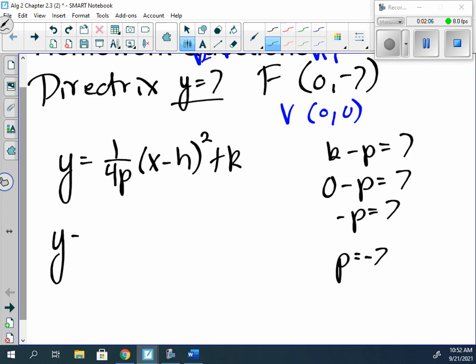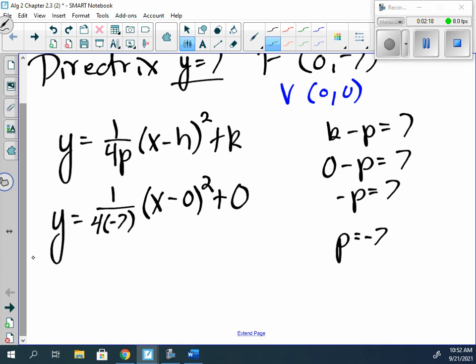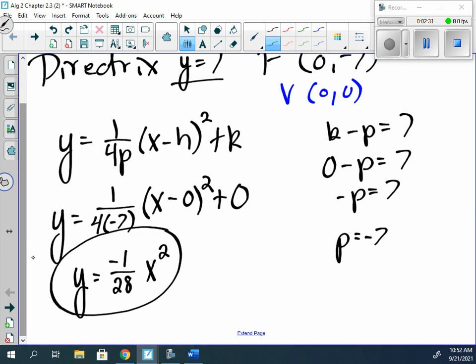So in the equation, y equals 1 over 4 times -7. Now, h and k are both 0, so we just need to simplify. Y equals -1 over 4 times 7, which is 28, and then we have x squared, because x minus 0 is just x, and it is squared. That's all we need to do for question number 6.